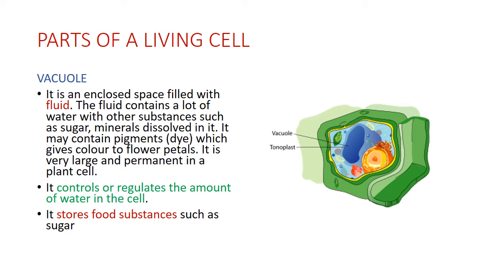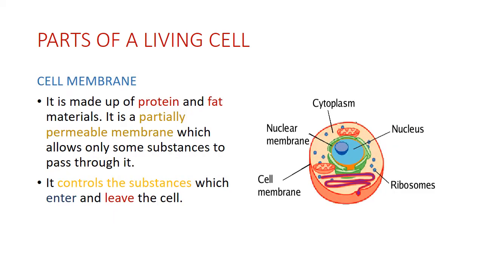If the water in the cell gets too much, it will release some out to the environment, and in case the water is too little, it could also take up water from the environment and help balance and make sure that the cell has enough water. It also stores food substances such as sugar, using its fluid medium. Now the cell membrane is also made up of protein and fat. If you look at the diagram, that is the wall or the covering around the cell.